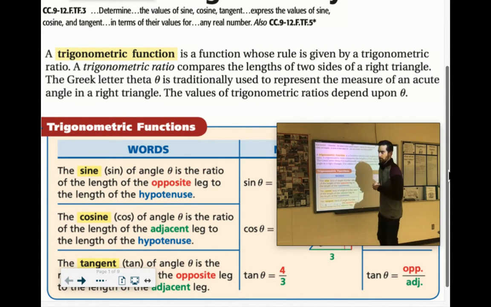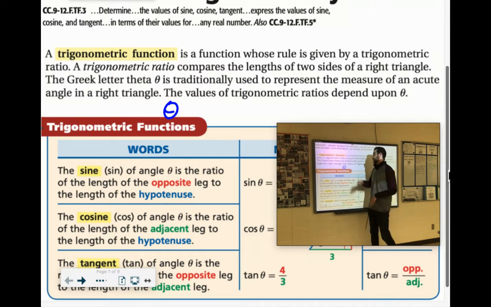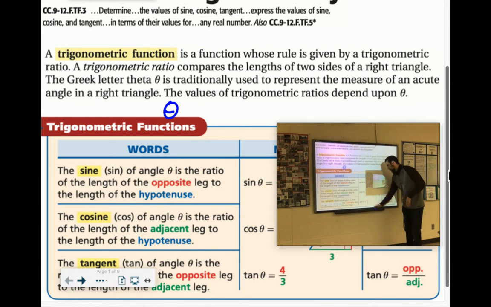Lots of trigonometric talk here. So you're going to see the Greek letter theta. It looks like a zero that's wearing a belt, right? It's essentially like x, but it's used to represent measures of acute angles. You'll see it a lot.